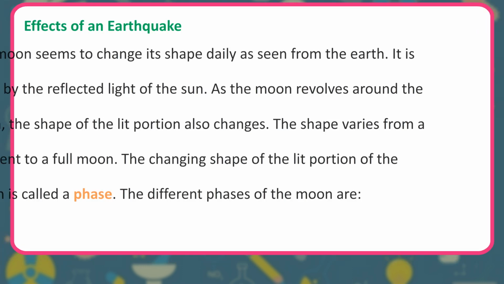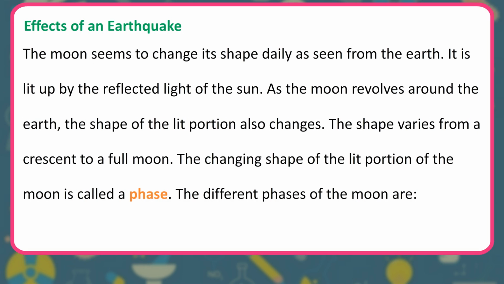Phases of the Moon. The Moon seems to change its shape daily as seen from the Earth. It is lit up by the reflected light of the Sun. As the Moon revolves around the Earth, the shape of the lit portion also changes. The shape varies from a crescent to a full moon. The changing shape of the lit portion of the Moon is called a phase.